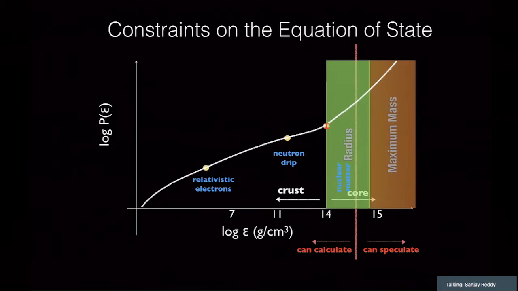So let's look at the pressure as a function of energy density very closely so that we can understand which part of the equation of state affects the radius and which part affects the maximum mass. What's shown here is a curve. The white curve here just indicates pressure. This is the log of the pressure as a function of the log of the energy density. At about 10^6 grams per centimeter cubed, the electrons become relativistic. This is the outer crust of the neutron star.